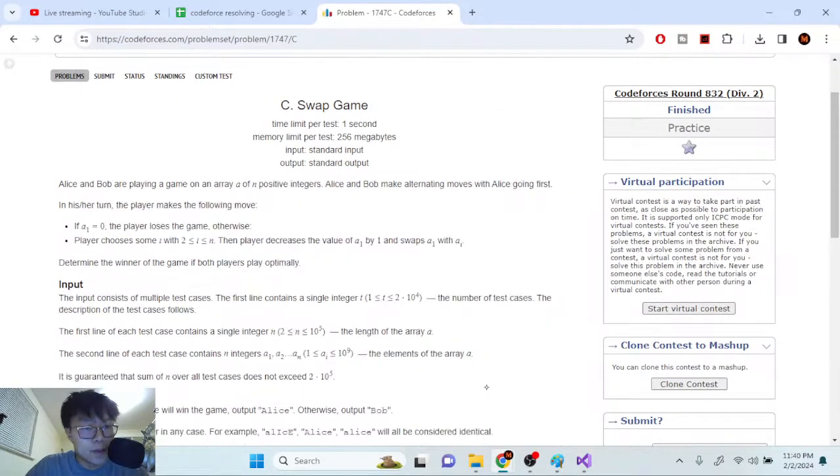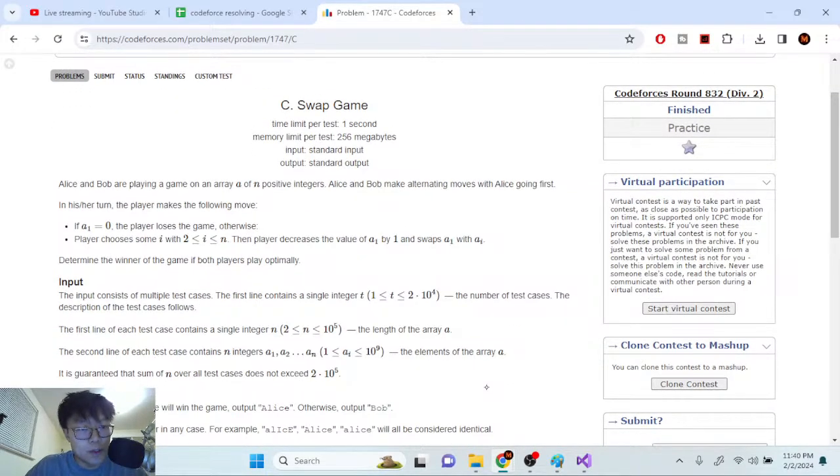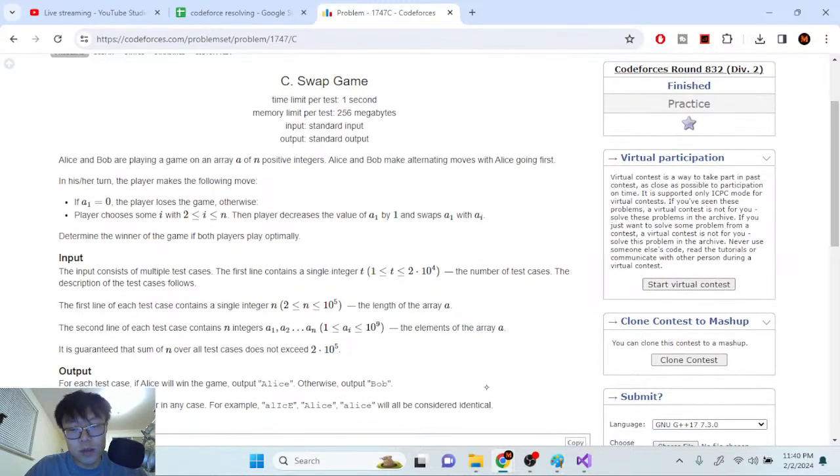Player chooses some number. If A1 equals 0, player loses the game. Otherwise, player chooses an index i from 2 to n. Then decrease the value A1 by 1. It swaps A1 with Ai. Yeah, so okay. So this is not... What are we doing wrong?